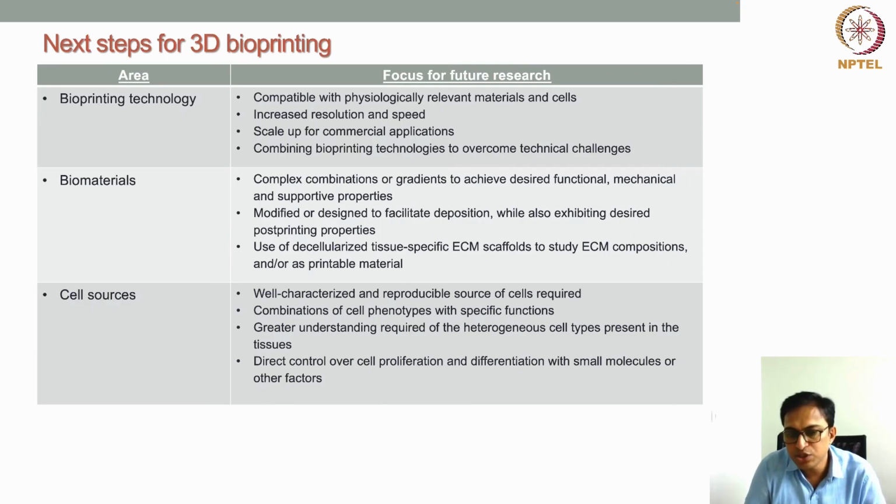And how can you control the cell proliferation and differentiation by using some means, either small molecules or other factors, to come up with a sustaining and healthy cell source, which for bioprinting is very important. And how can I do that? So all these points are very important for understanding the focus of bioprinting, what is the next level, how we can take it to the next level.